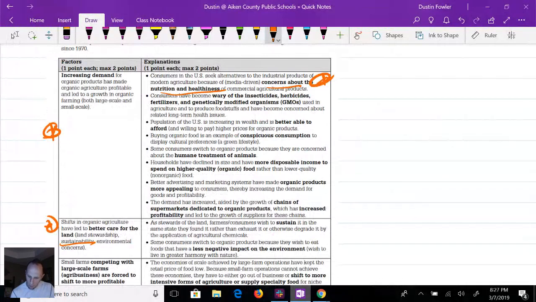Organic agriculture is more than just eating foods that are non-GMO or not grown with herbicides. It is a movement which is centered on sustainable agriculture practice. So far, I haven't got any points. I just restated my ID.